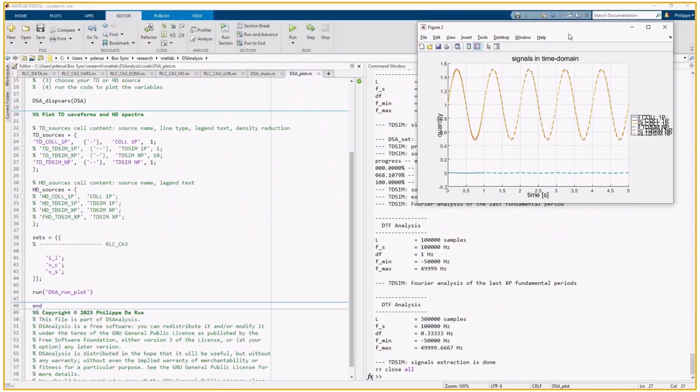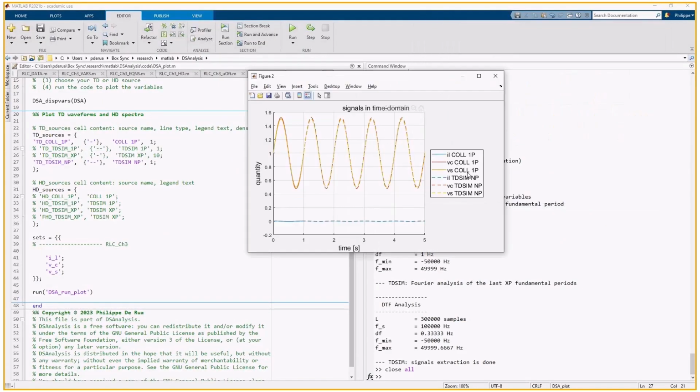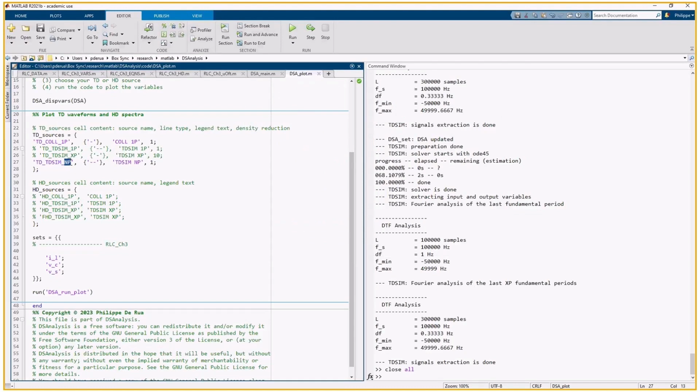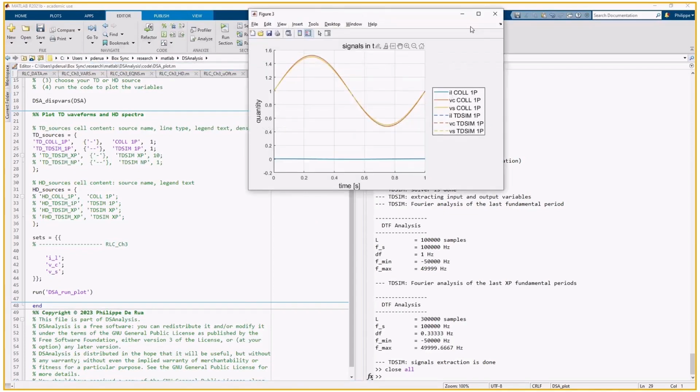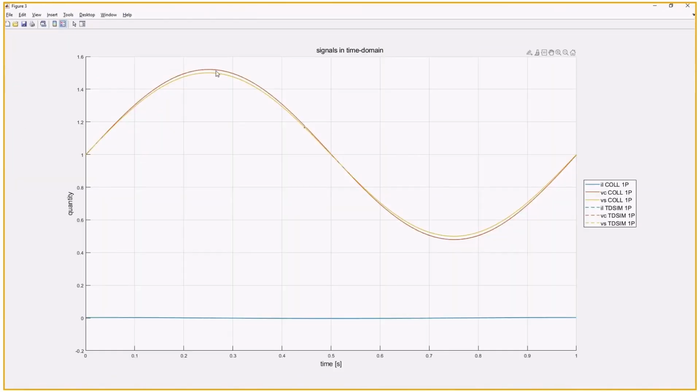So, not so surprisingly, the results of the collocation method span only one fundamental period, while those of the time domain simulation span 5 seconds. I would like to check only the last fundamental period, so instead of plotting the complete time span, I plot only the last fundamental period. And this time, the two results indeed match properly.